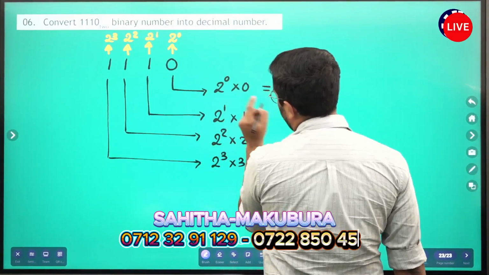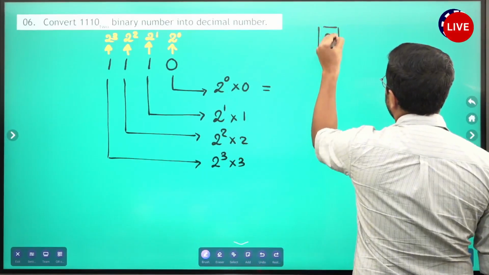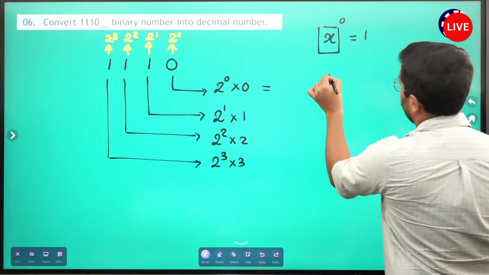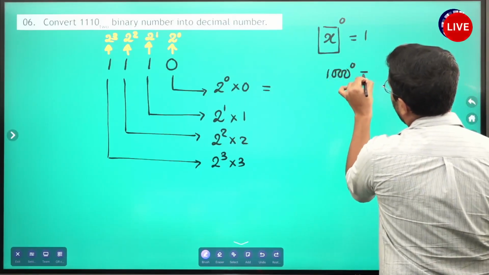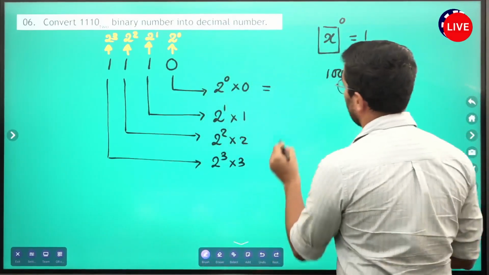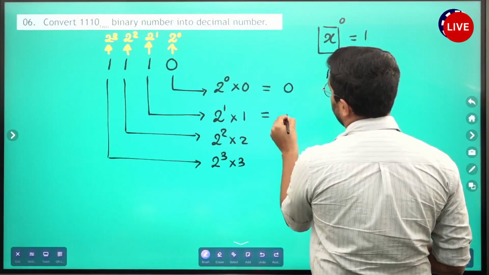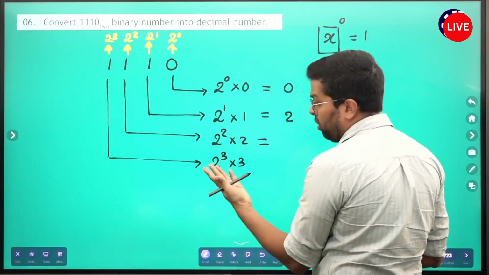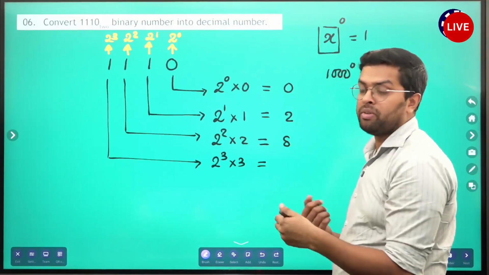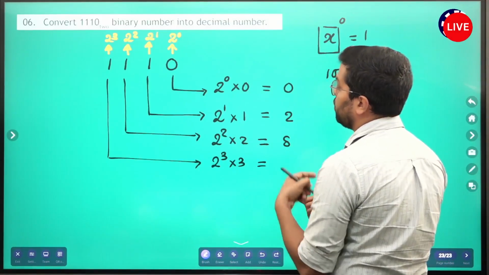2 to the power 0 is 1, because if you consider any number, the 0 power of any number is 1. x to the power 0 is 1. Let's say 1000 to the power 0, still the value is 1. Therefore 2 to the power 0 is also 1. 1 times 0 equals 0. 2 to the power 1 is 2. 2 into 1 is 2. 2 to the power 2 is 4. 4 into 1 is 4. 2 to the power 3 is 8. 8 into 1 is 8.